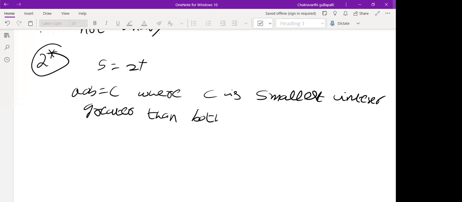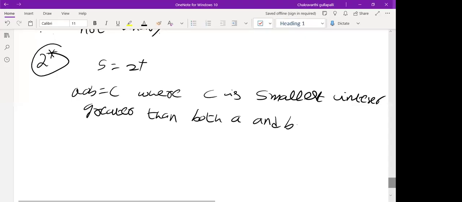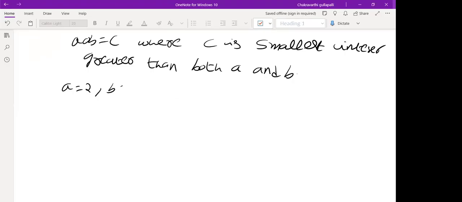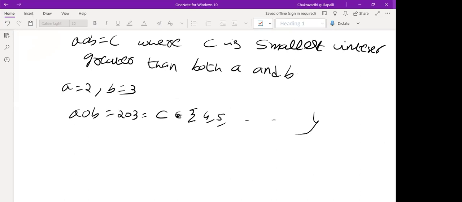This is the question. As somebody said, I think Nagarani. Nagarani, Nina, am I correct? Somebody said smallest integer means yes, it is binary. So A is 2, B is 3. 2 circle 3 is equal to C, which is 4, 5, 6, and so on. So in this, we want the smallest among them.